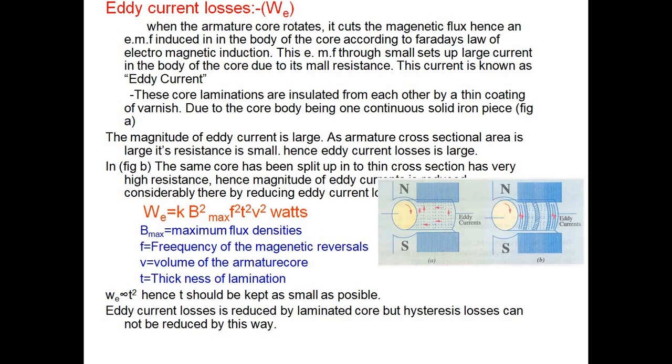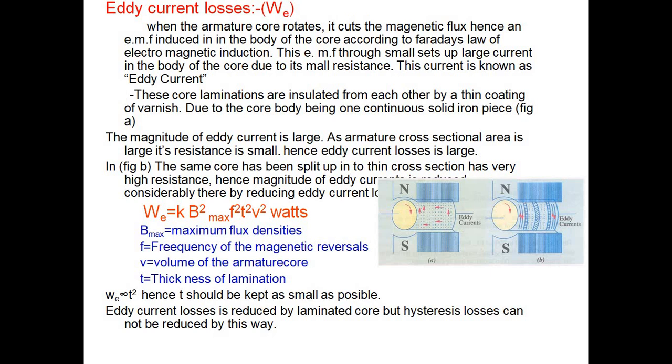Eddy current losses. When the armature core rotates, it cuts the magnetic flux, hence an EMF is induced in the body of the core according to Faraday's law of electromagnetic induction. This EMF sets up a current in the body of the core due to its small resistance. This current is known as eddy current. The core laminations are insulated from each other by a thin coating of varnish, due to the core body being one continuous solid iron piece.